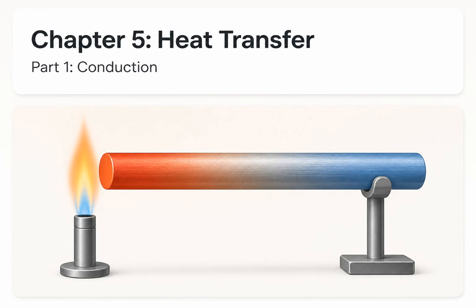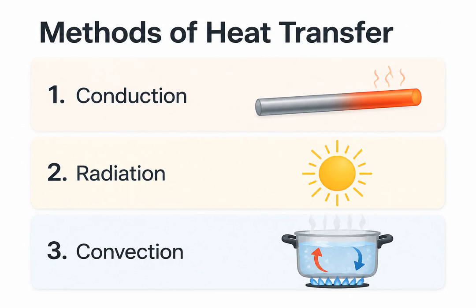Welcome to Chapter 5, where we dive into the fascinating world of heat transfer. In this first part, we will focus specifically on the mechanics of conduction. There are three primary ways that heat can transfer from one place to another. These are conduction, radiation, and convection. Today, our focus will be entirely on conduction.